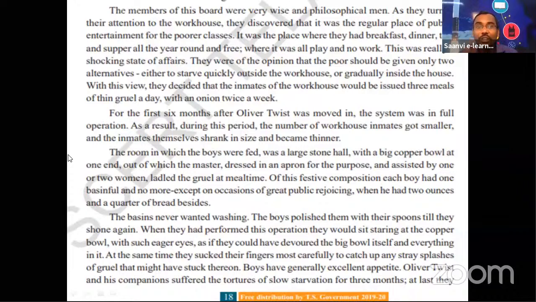Oliver Twist and his companions, another good word here. Oliver Twist and his friends who are staying with him suffered the tortures of slow starvation for 3 months. They are suffering too much there. Torture means the sufferings given by the board: slow starvation. They wanted to have some more food. Otherwise, what is going to happen? They will all die because of hunger. Slow starvation for almost 3 months, they had to go ahead with this kind of torture.